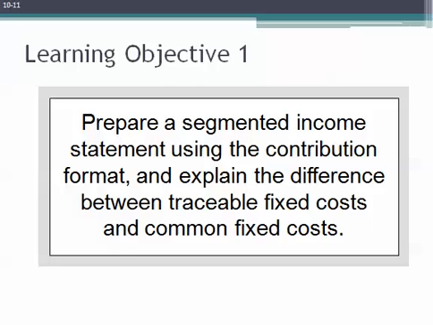The first learning objective is to prepare a segmented income statement using the contribution margin format and explain the difference between traceable fixed costs and common fixed costs.